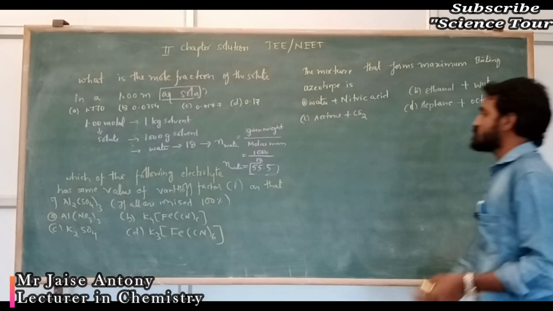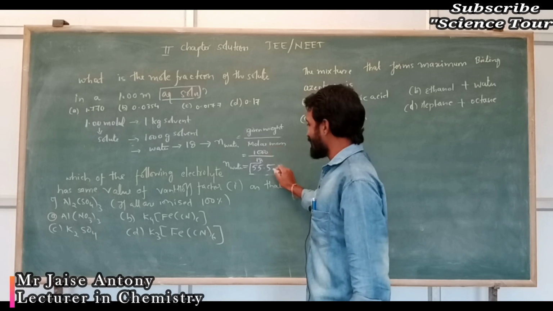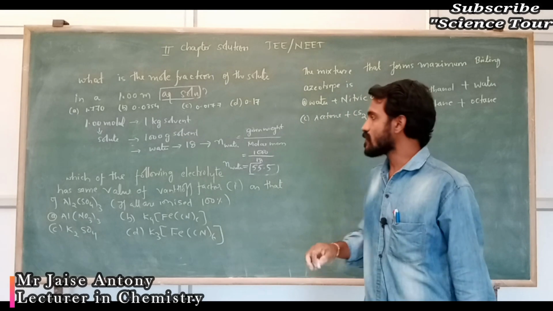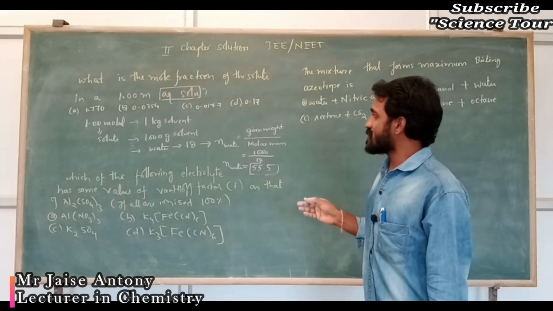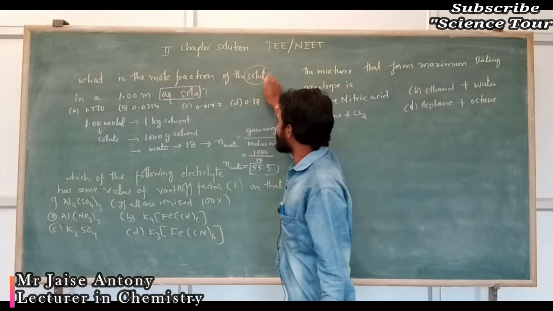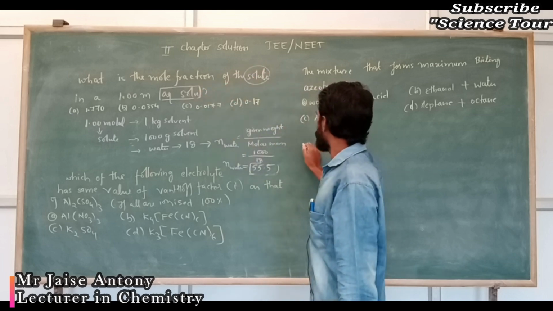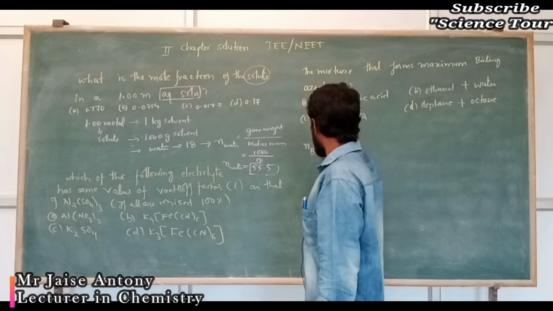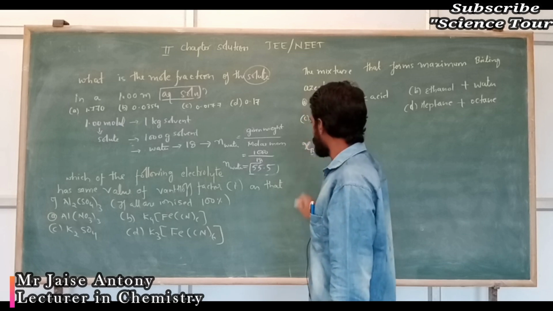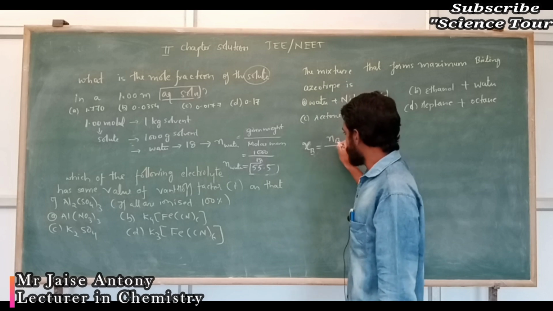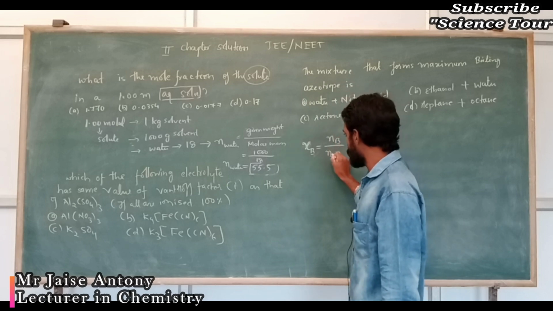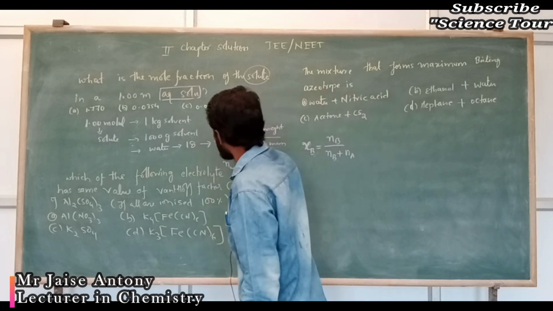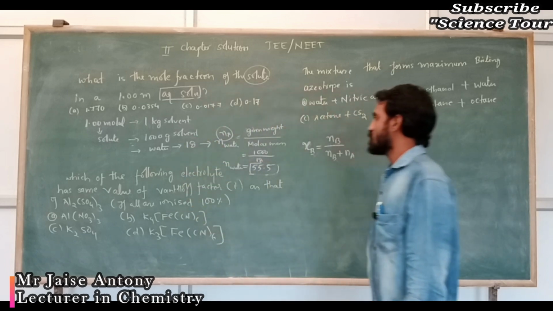Okay, my dear students, now this is actually 1000 divided by 88, 55.5. Now you have to find out what is the mole fraction of solute present in this particular solution. So the formula is XB, mole fraction of B, is nothing but number of moles of B divided by number of moles of B plus number of moles of A. Water is number of moles of A.